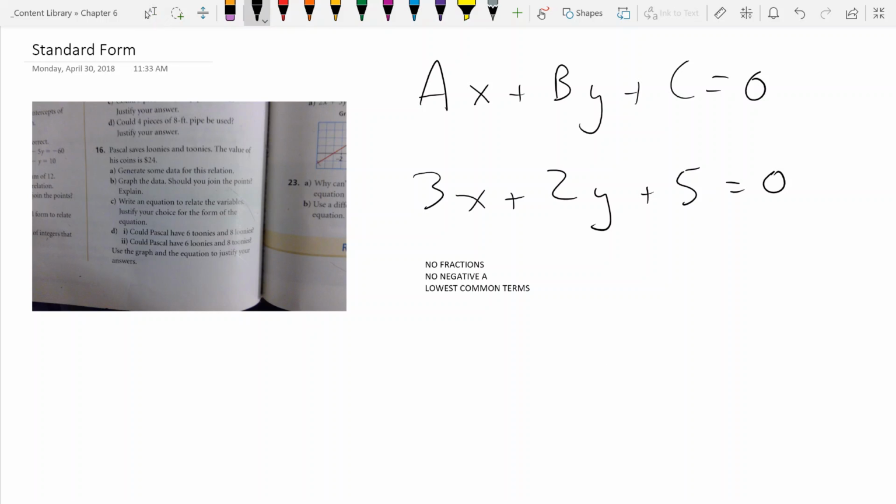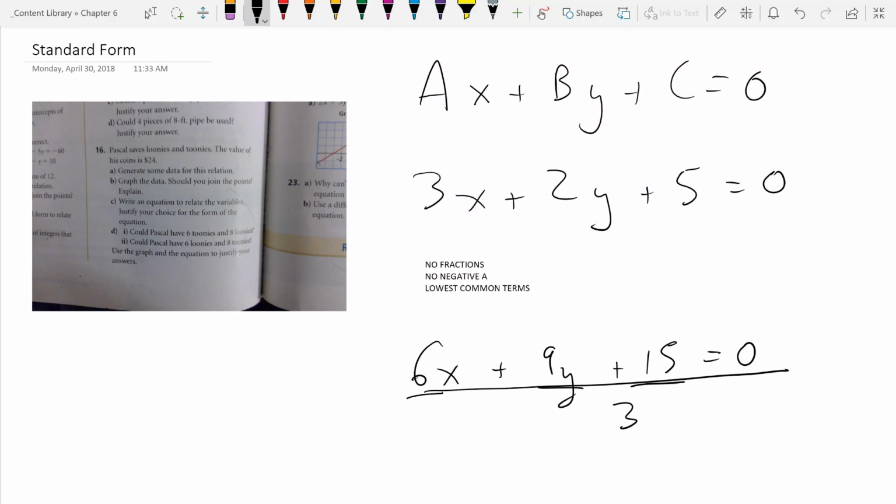So, for example, if I had 6x plus 9y plus 15 equals 0, all three of these could be divided by 3. So the idea is if I divided everything by 3, the 0 is still 0. This would become 2x plus 3y plus 5. That would be the acceptable form. This would not. You just have to convert it.